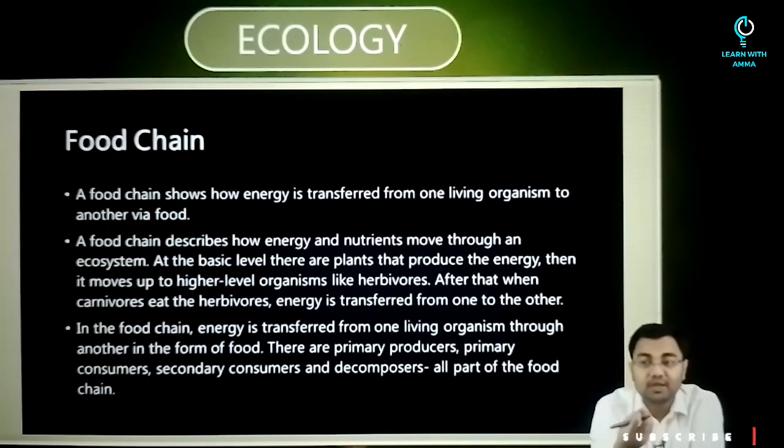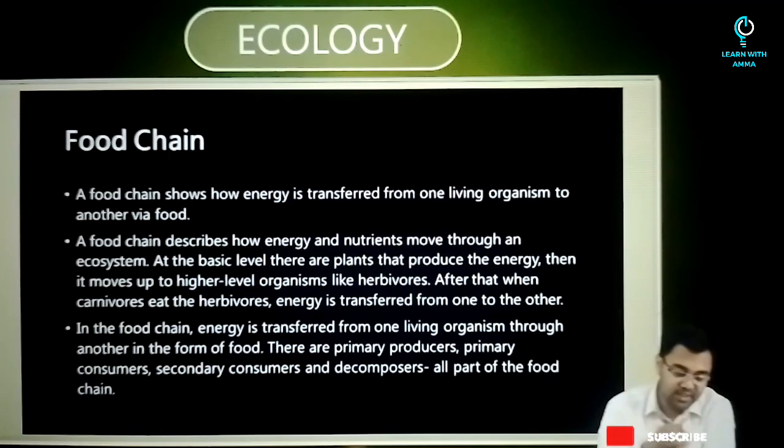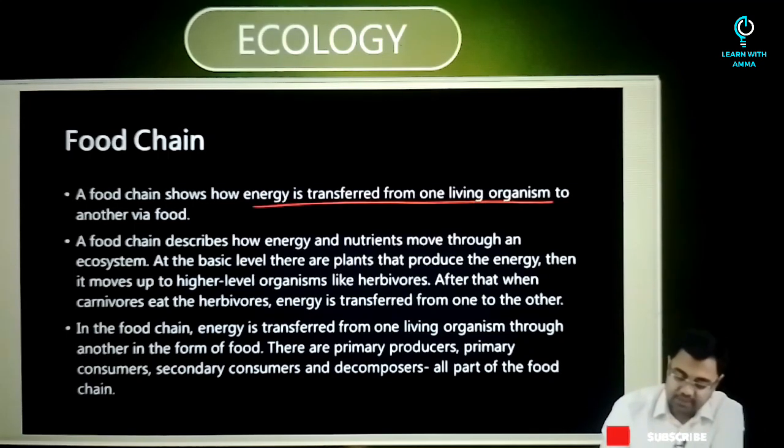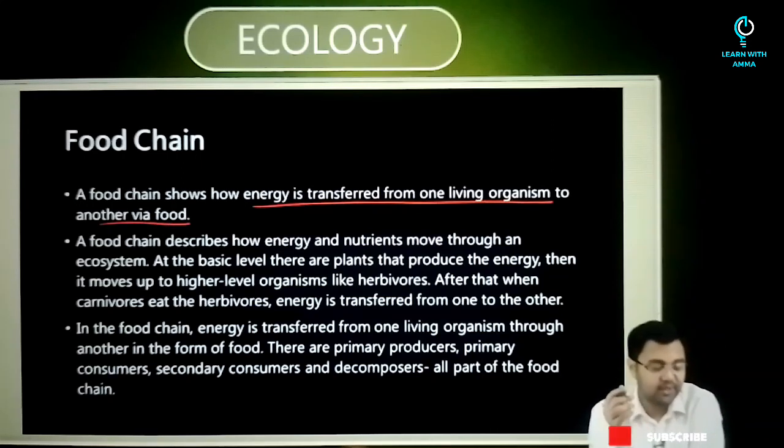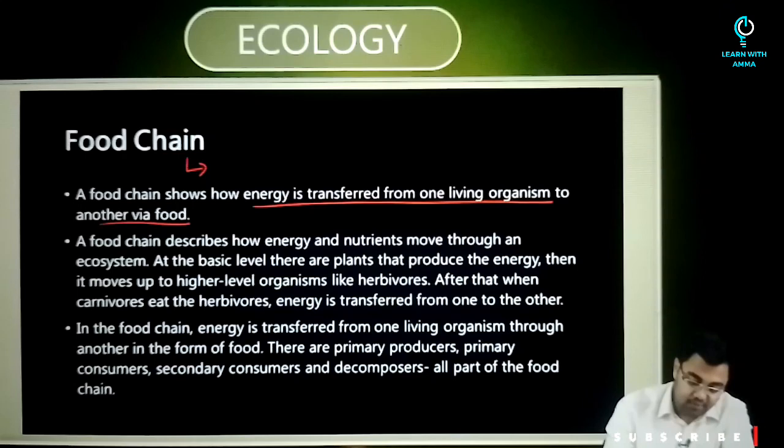It could be for photosynthesis of the plants, a deer eating a plant, or an animal eating a deer. So each and every part, if you see, is dependent on another species. Now this food chain basically shows how energy is transferred from one living organism to another via food. In simple words, it is depicted by who eats whom.